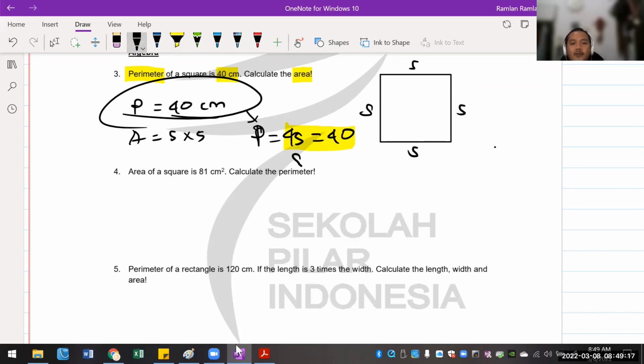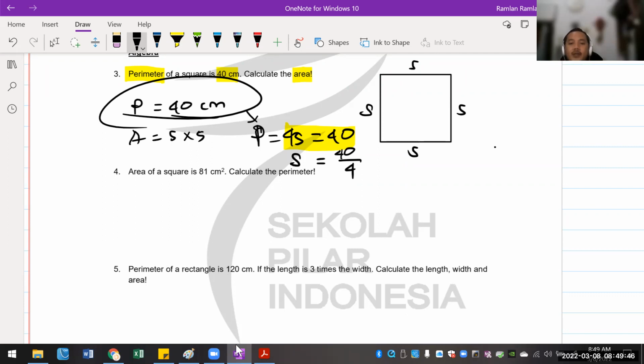So how can we find the value of s? Aruni. Maybe 40 divided by 4. Yes, it is 40 divided by 4. Thank you, Aruni. Remember, guys, when we're talking about algebra, anything you do on one side of the equal sign, you do the exact same thing on the other side. And the goal is to make the variable alone on one side.